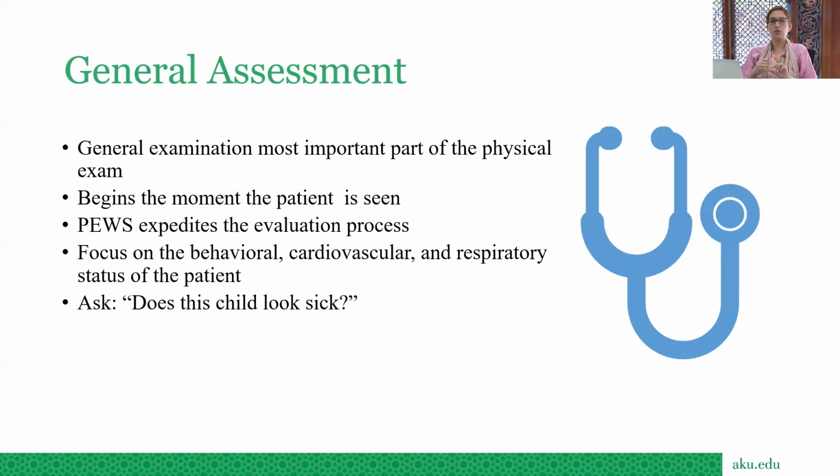So once you've already been through the ABCDE, you've looked at the airway, breathing, circulation, disability, exposure. Next, you're going to look at the cardiovascular status, and PEWS would be one of the best tools to help us decide this. And then you look at the respiratory and, of course, the behavioral status. Eventually ask yourself, whenever you're looking at any kid, does this child look sick, or does this child just not look healthy?